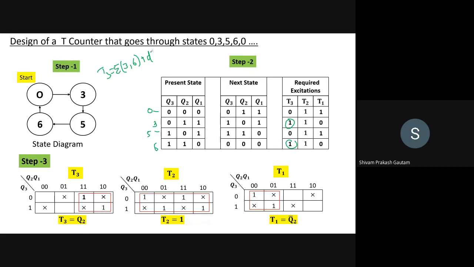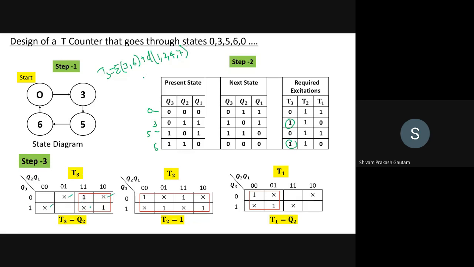0, 1, 2, 3, 4, 5. 5 is there, no? 6 and 7. 5 is already there, right? So 5 will not be a don't care. 1, 2, 4, 7. So you can see the don't cares are 1, 2, 4, and 7.